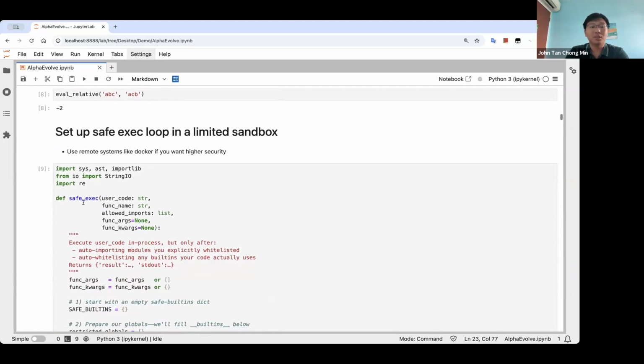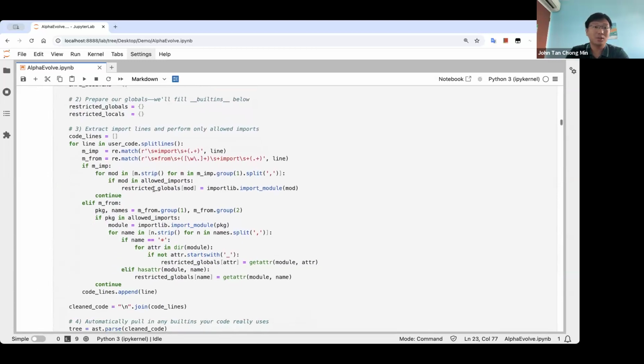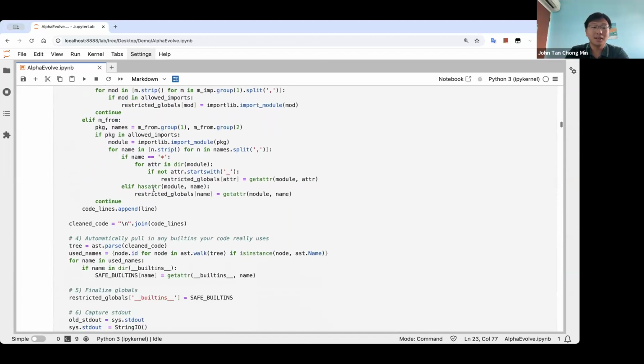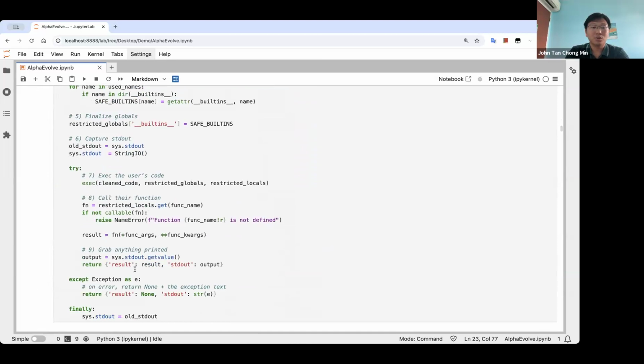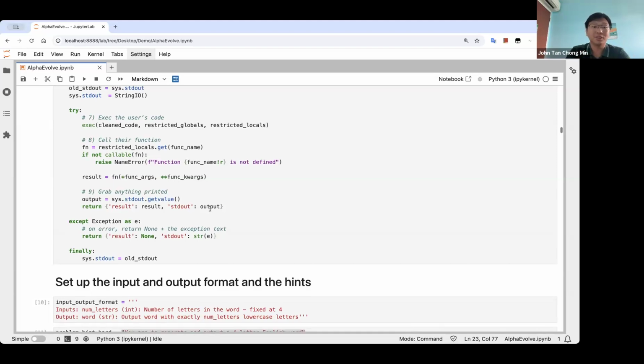And I do a safe execution loop using safe built-ins and so on. Exact details, you can look at the code. I put the link in the slides. So execute the code, run the code, and give the output of the code. The output is either the answer or an error message, which the LLM can use to error correct in the next cycle as well.